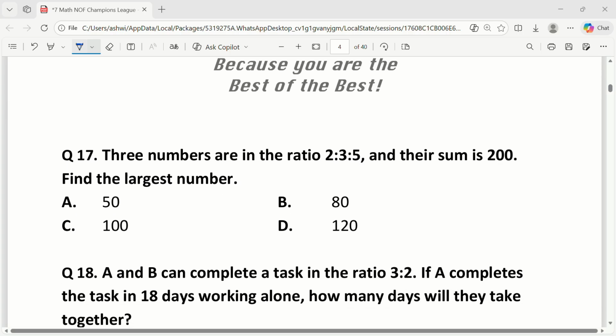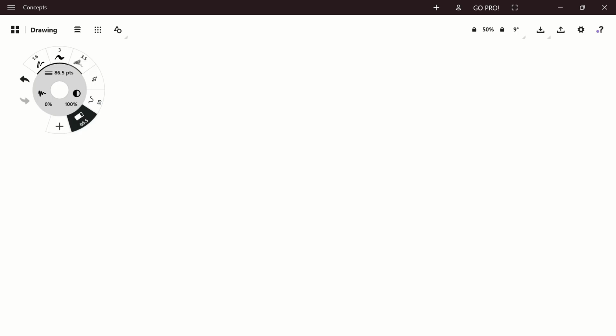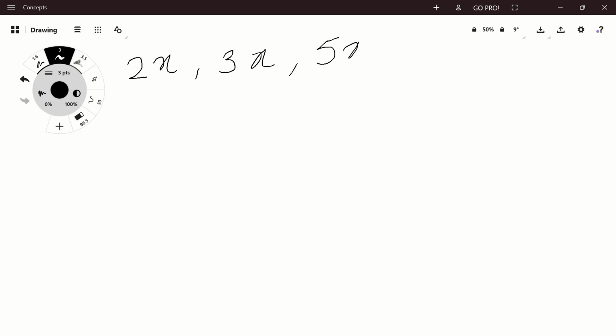Question number 17. Three numbers are in the ratio 2 is to 3 is to 5 and their sum is 2000. Find the largest number. Let the three numbers be 2x, 3x and 5x, where x is the common factor.